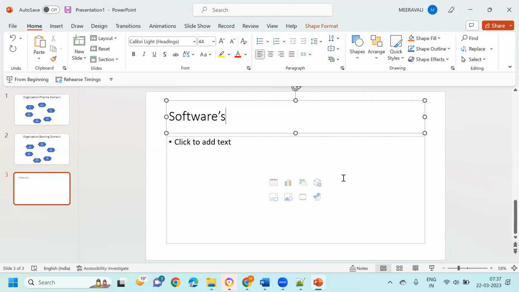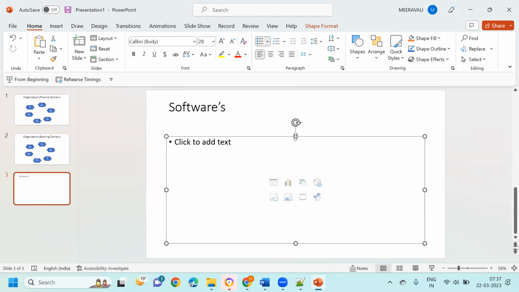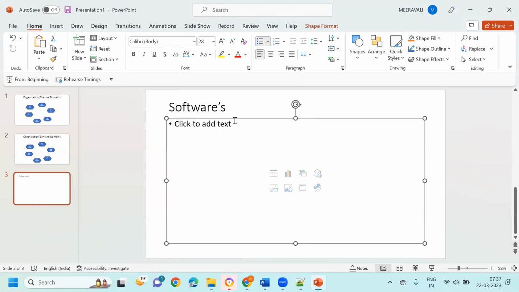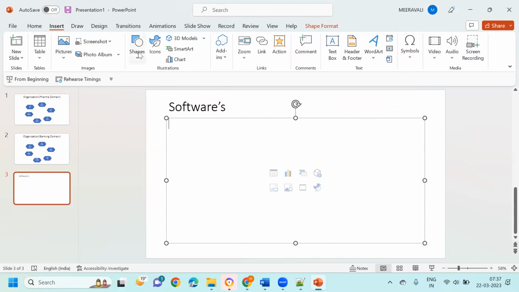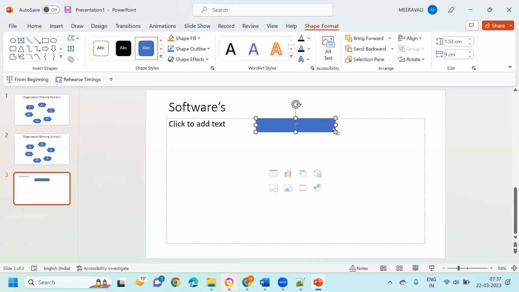See here, we have two types of software available in the real world, guys. If you go to the real world, we have two types of software. Types of software.